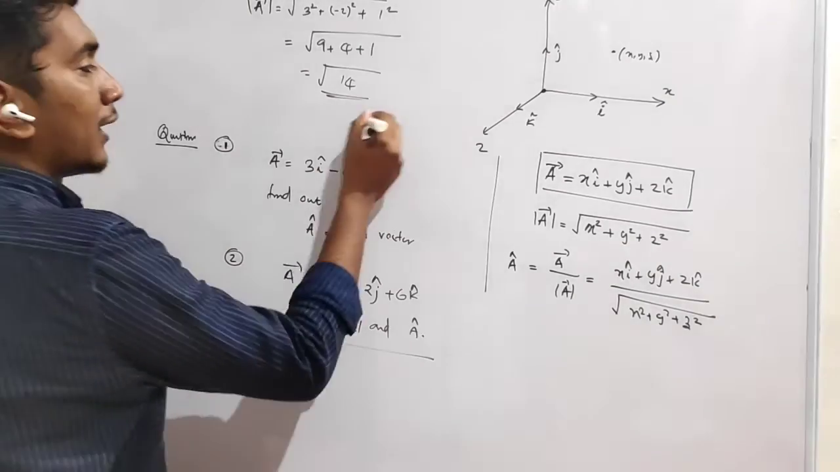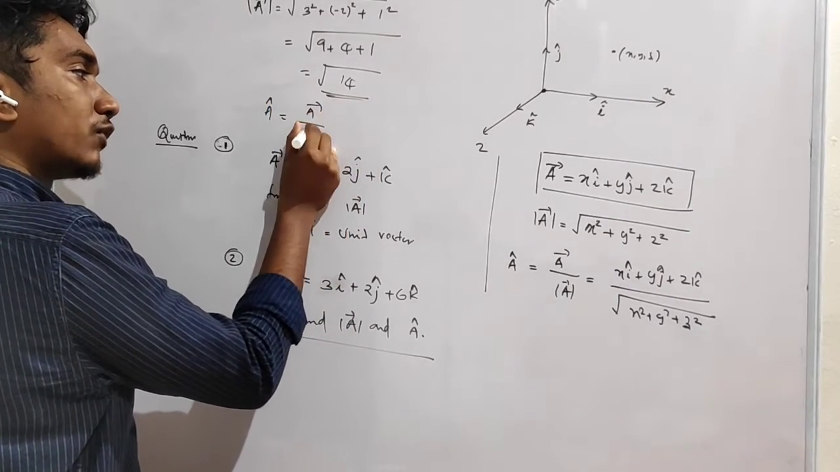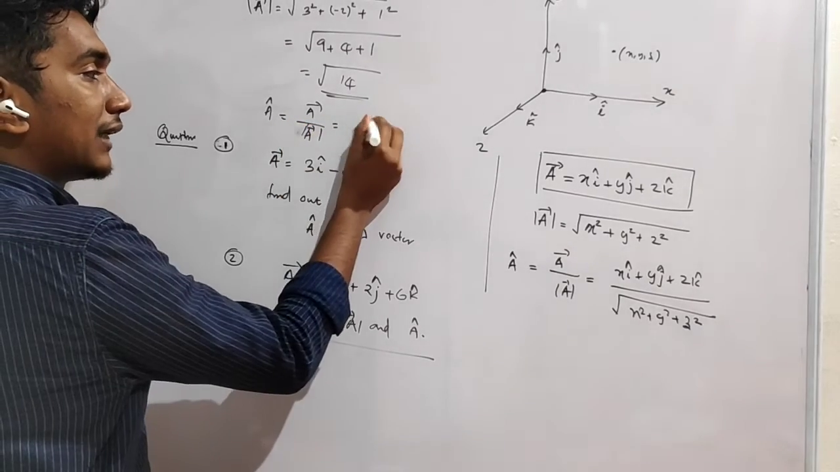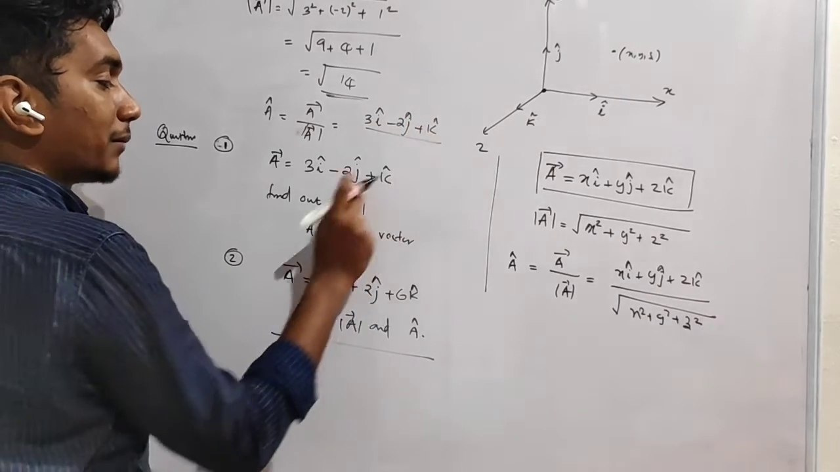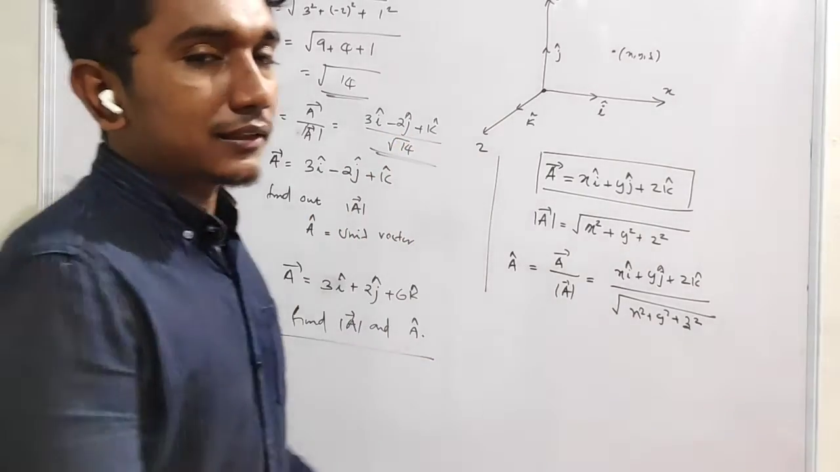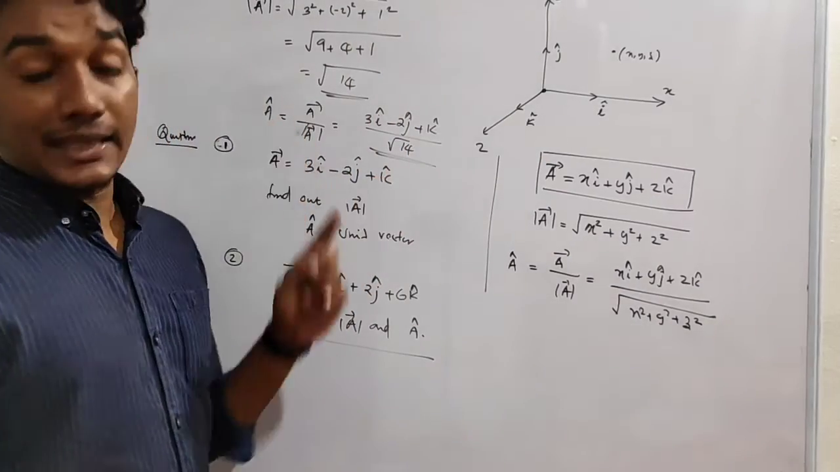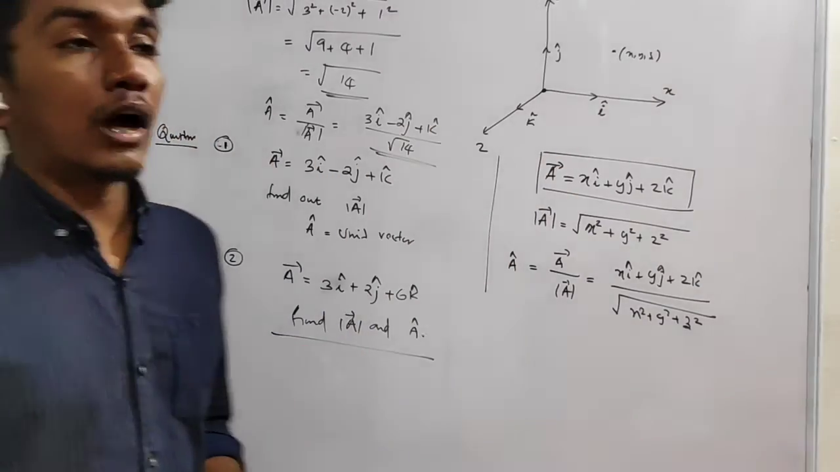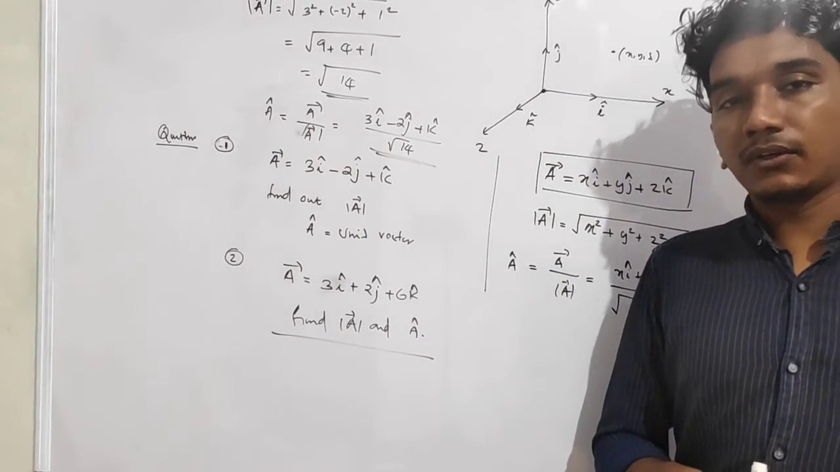And what about A cap? A cap is equal to vector A divided by modulus of vector A, which is equal to 3i cap minus 2j cap plus k cap divided by root 14. Very simple. This is the answer. So this is A cap, the unit vector along the direction of A. The second question you have to solve yourself. Now you got the idea. Now you have to solve it yourself. Okay, thank you.